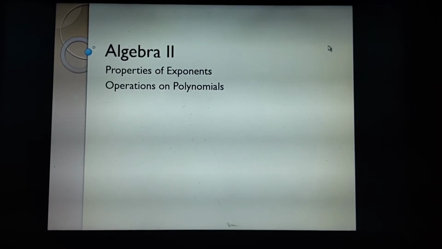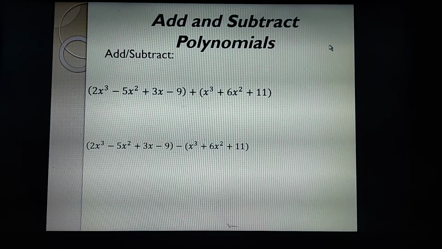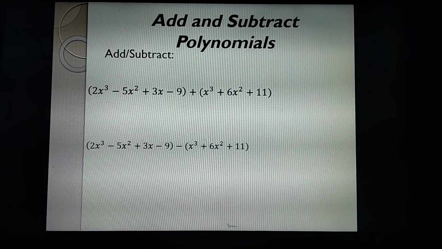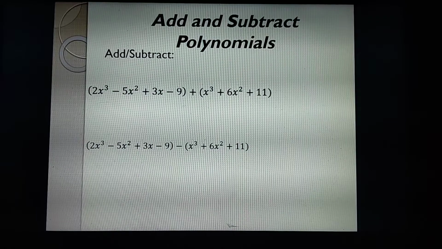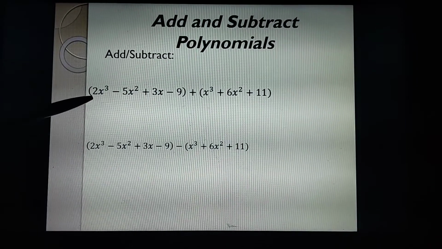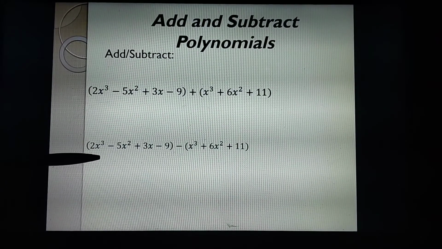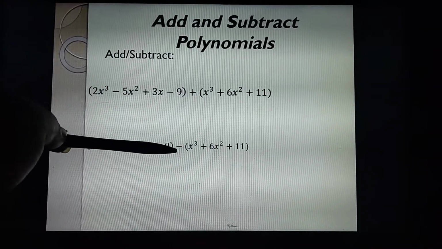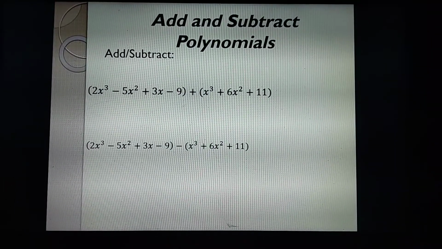Okay, what we're going to be doing is working with polynomials, adding, subtracting, and multiplying. Now, you've done this before. The only difference is the problems are longer. Instead of adding a couple of terms, we're going to be adding a bunch of terms. So you can see here that the problems are longer. But just like before, you're concentrating on what is going on in between those parentheses to know what you have to do for the problem.